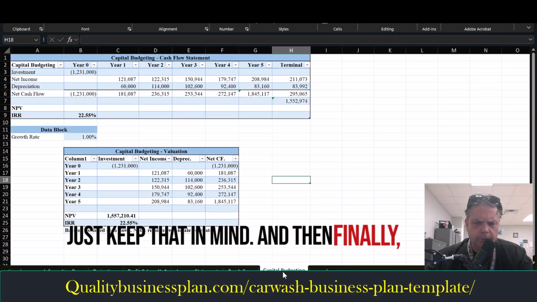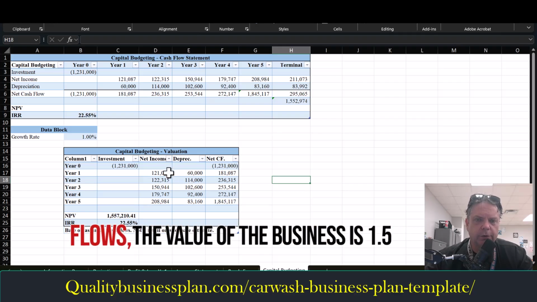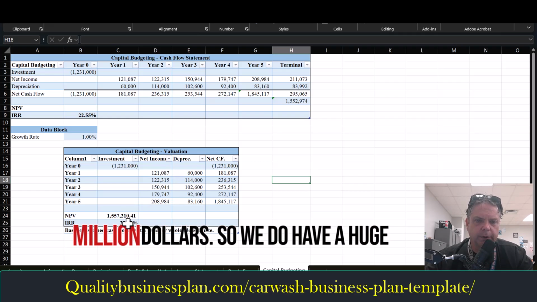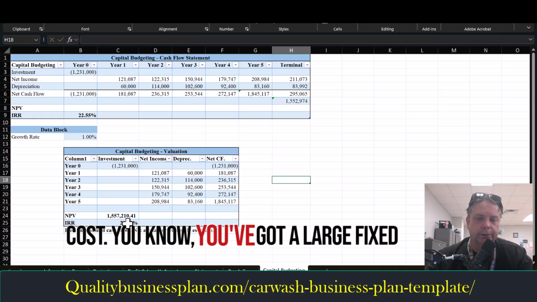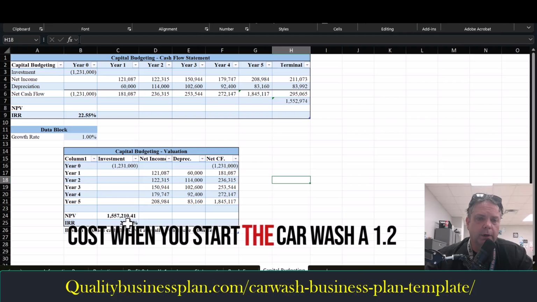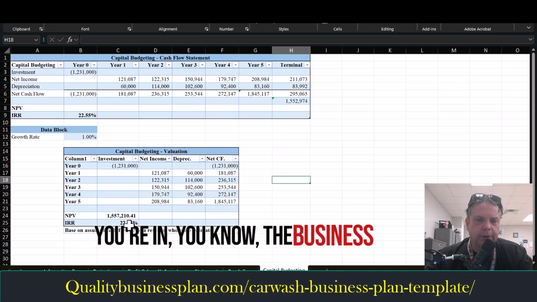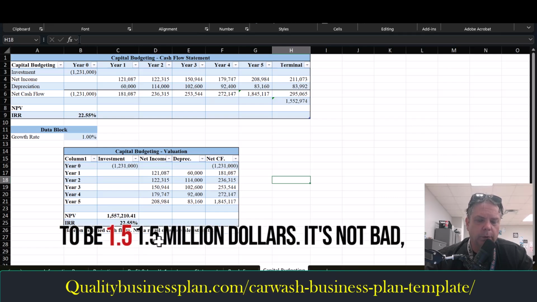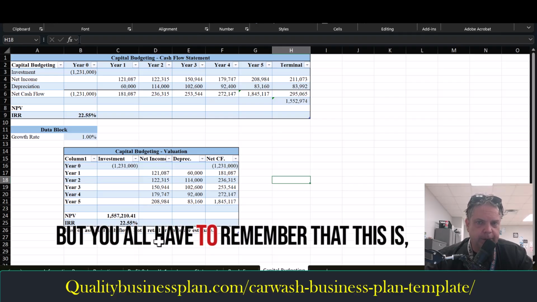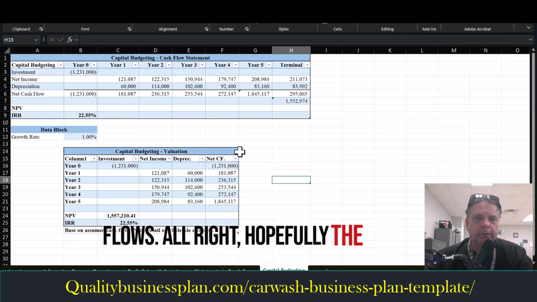And then finally, here is our capital budgeting. What this tells us is, based on the cash flows, the value of the business is $1.5 million. We do have a large fixed cost when you start a car wash, $1.2 million. And at the end of the day, your net present value, or the business valuation based on cash flows, is going to be $1.55 million. It's not bad, but you also have to remember that this is the valuation based on the cash flows. All right. Hopefully this information was helpful.